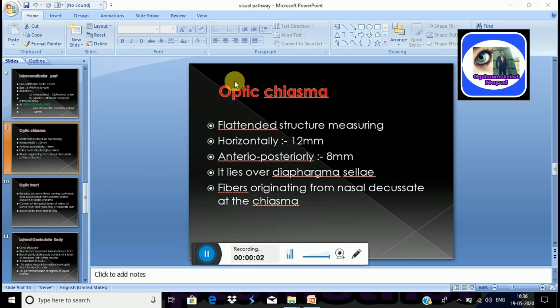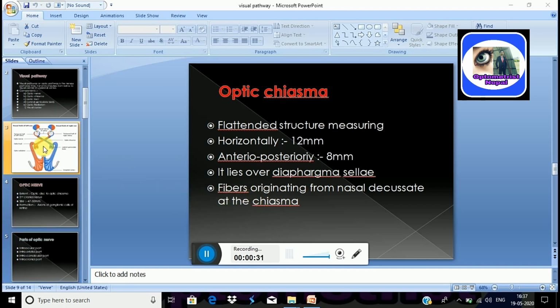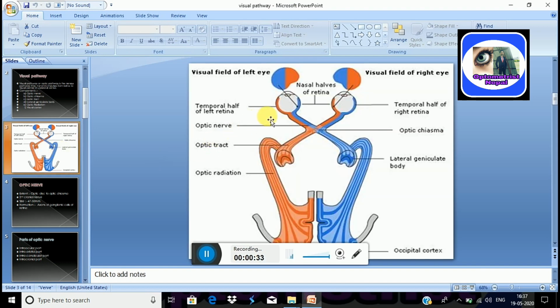The next is the optic chiasma. It is a flattened structure measuring 12 millimeter horizontally and 8 millimeter anteroposteriorly. It lies over the diaphragma sellae, which is a piece of dura mater. Fibers originating from the nasal side decussate at the chiasma. I will discuss this point by seeing the figure. Nasal fibers will decussate here at the optic chiasma.